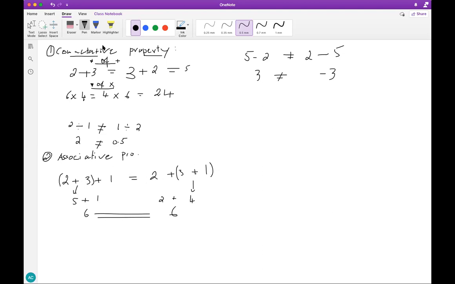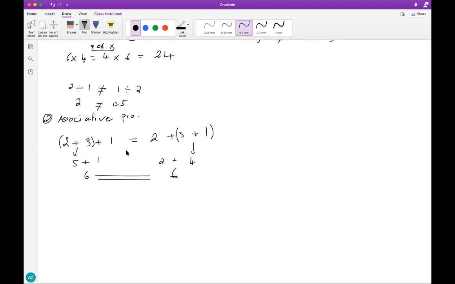Don't confuse that with this one. Here, the numbers actually move, switch positions. But here, only the parentheses are moved around. So this is what we call the associative property. Okay, so this one is of addition. It also applies to multiplication.